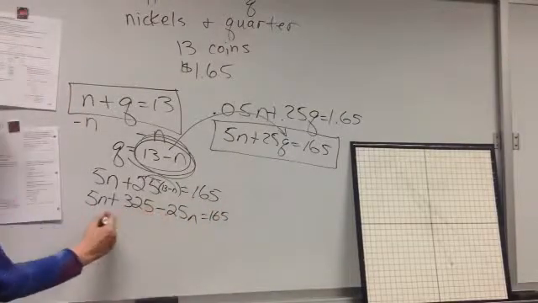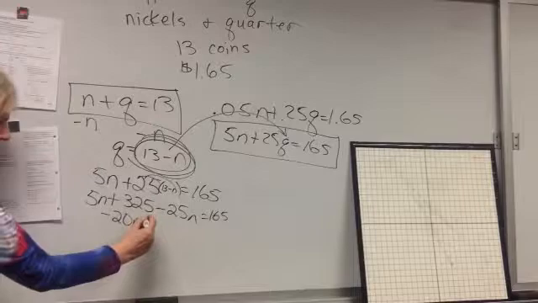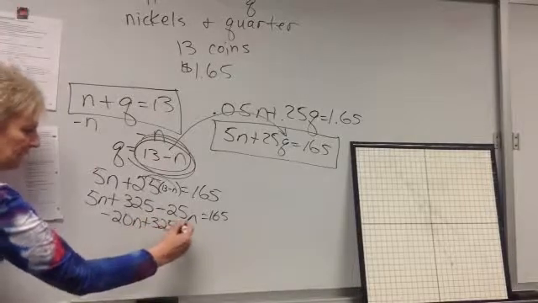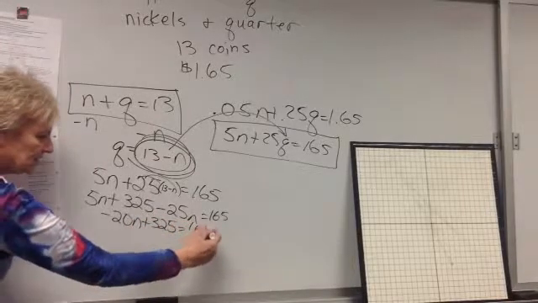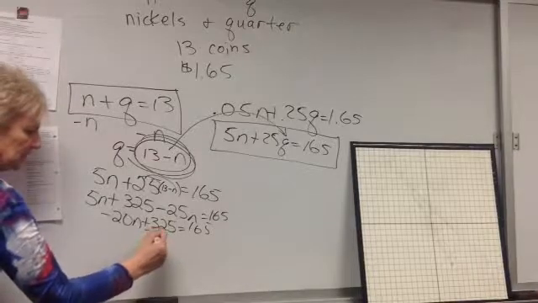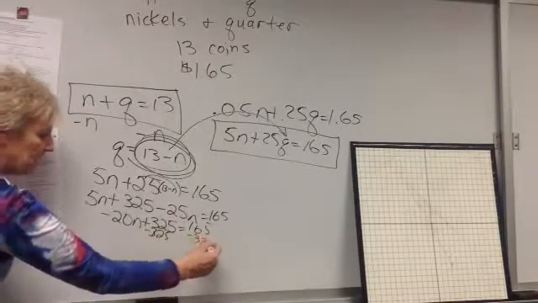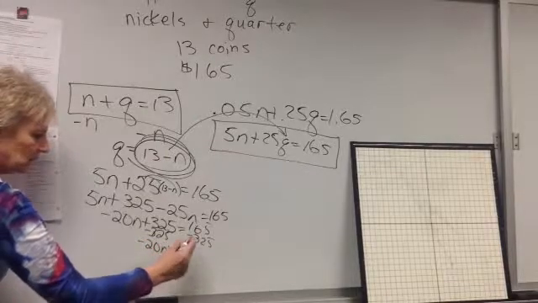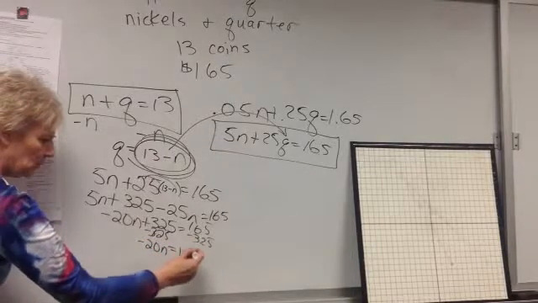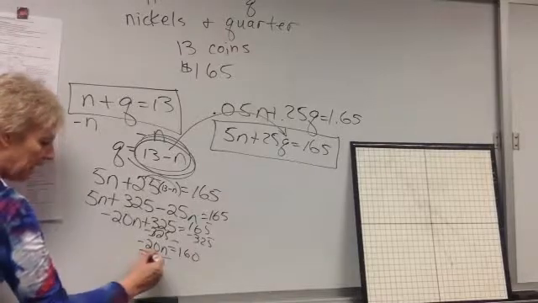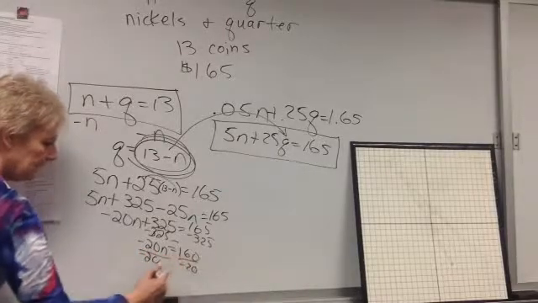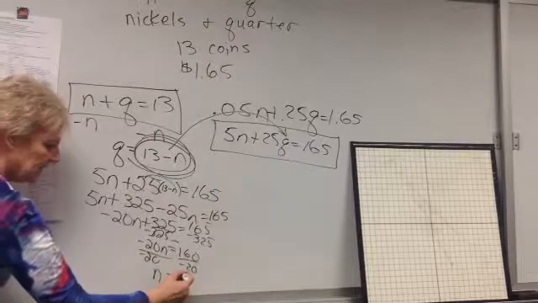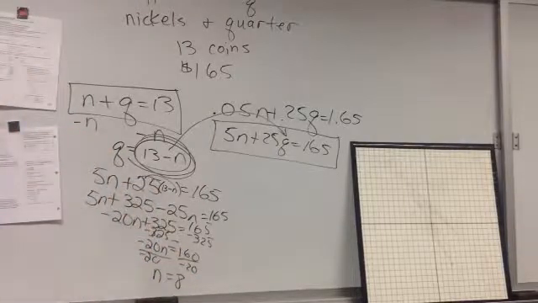That looks like a negative 20n plus 325 is 165. Subtract 325 from both sides. Negative 20n equals negative 160. Divide by negative 20, n is 8. You have 8 nickels. How many quarters?